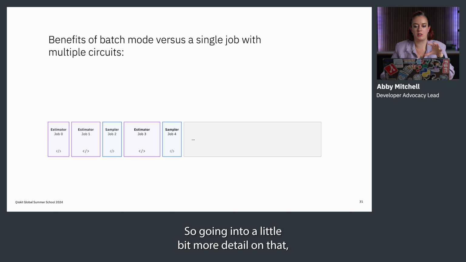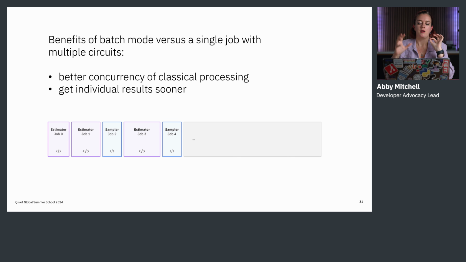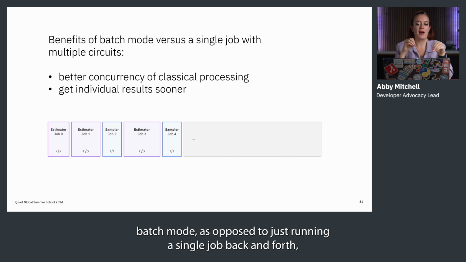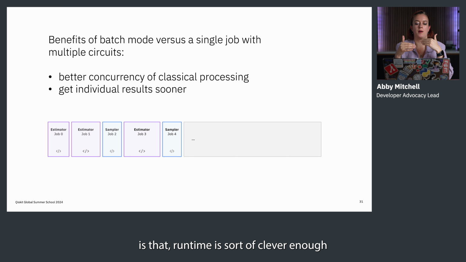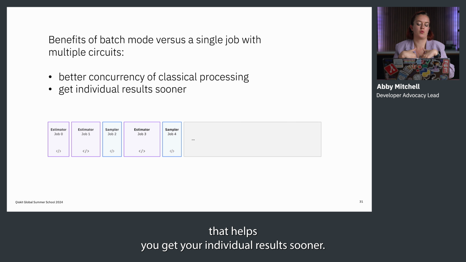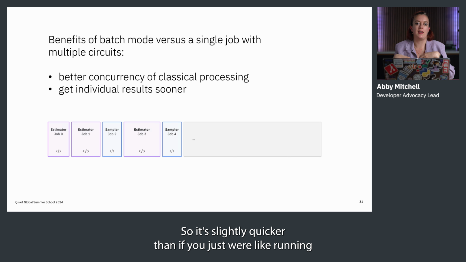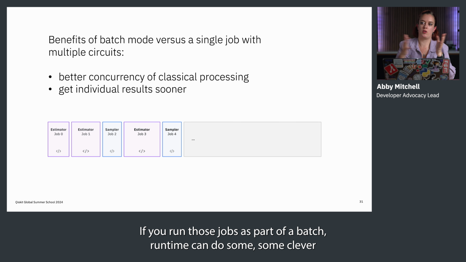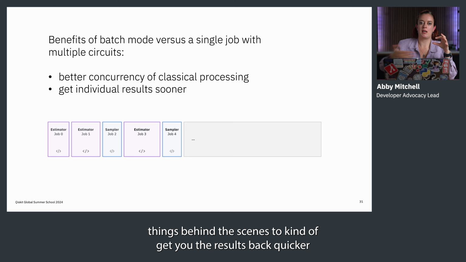So going into a little bit more detail on that. Some of the benefits of batch mode, as opposed to just running a single job back and forth, is that runtime is clever enough to do some additional classical processing with batching that helps you get your individual results sooner. So it's slightly quicker than if you were running single jobs back to back. If you run those jobs as part of a batch, runtime can do some clever things behind the scenes to get you the results back quicker.